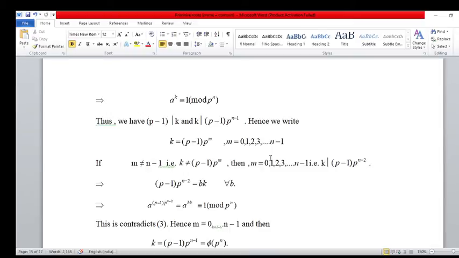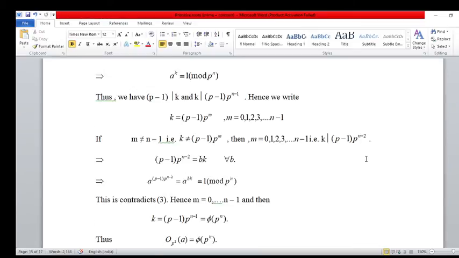If m does not equal n minus 1, that is k does not equal p minus 1 into p raised to the power n minus 1, then m is equal to 0, 1, 2, 3 up to n minus 2, and k is a divisor of p minus 1 into p raised to the power n minus 2. This division converts into p minus 1 into p raised to the power n minus 2 equal to bk, where b is an integer.